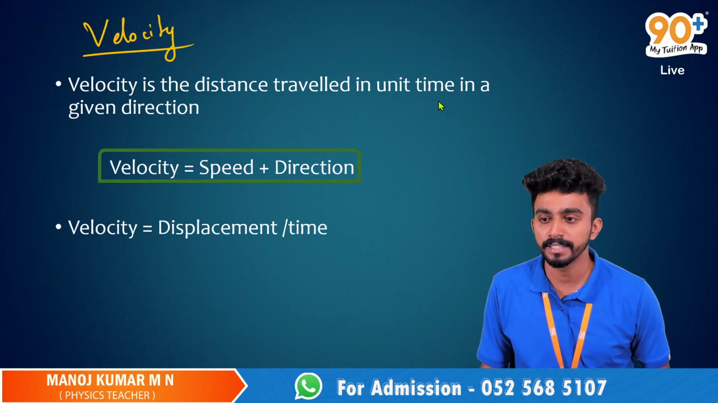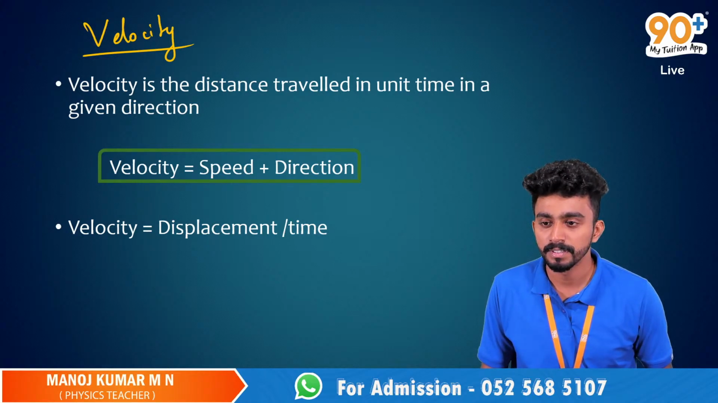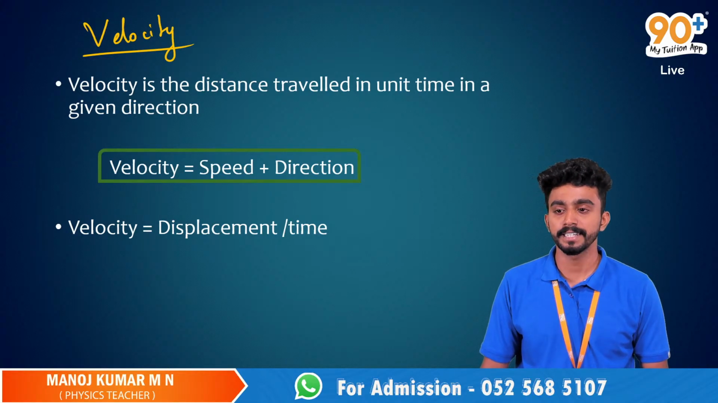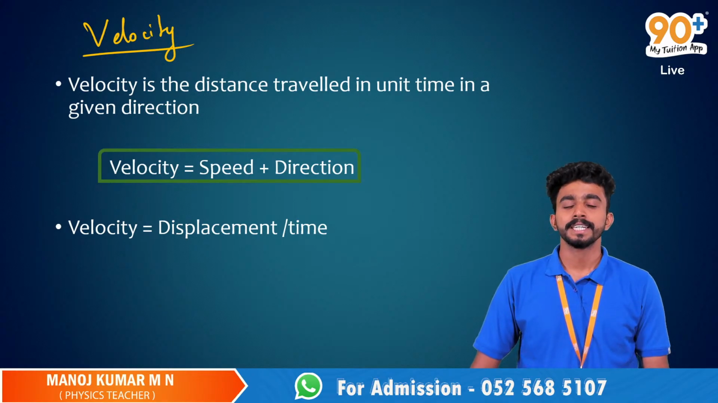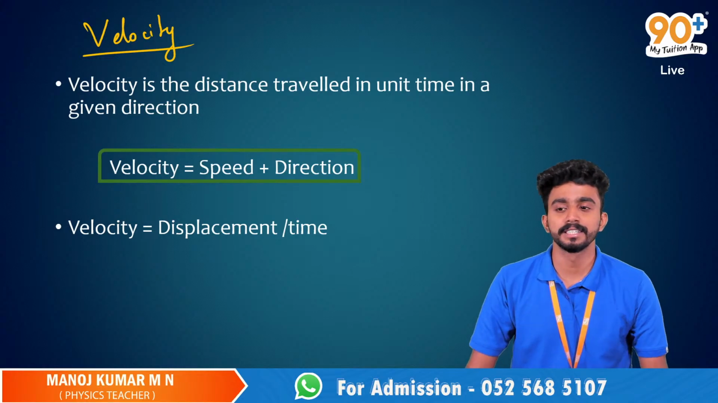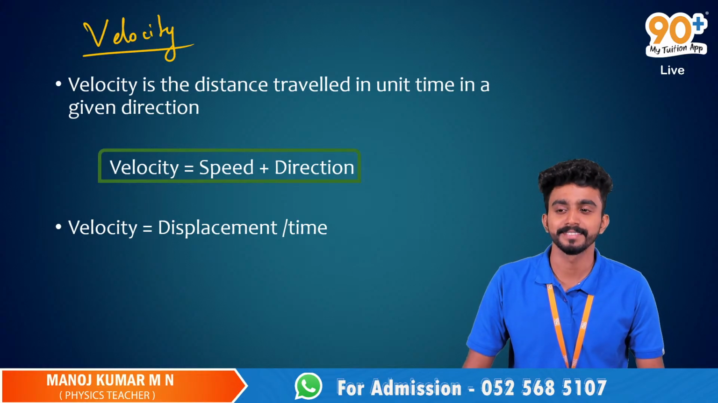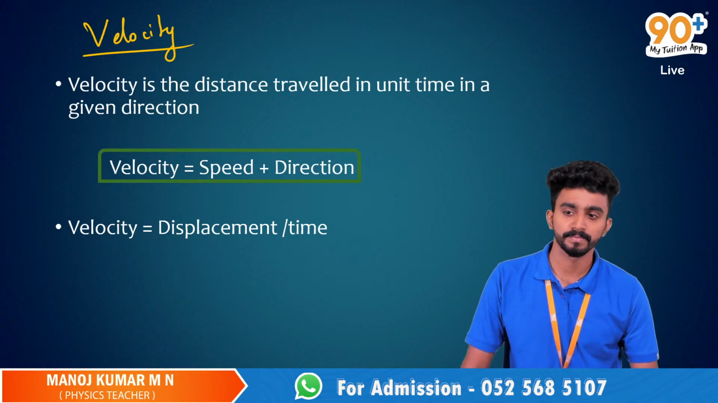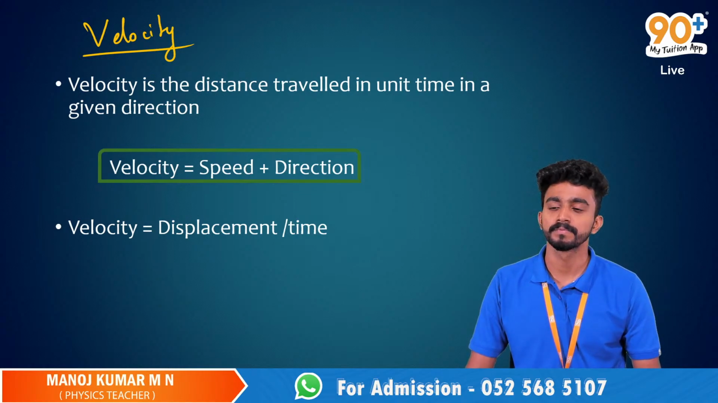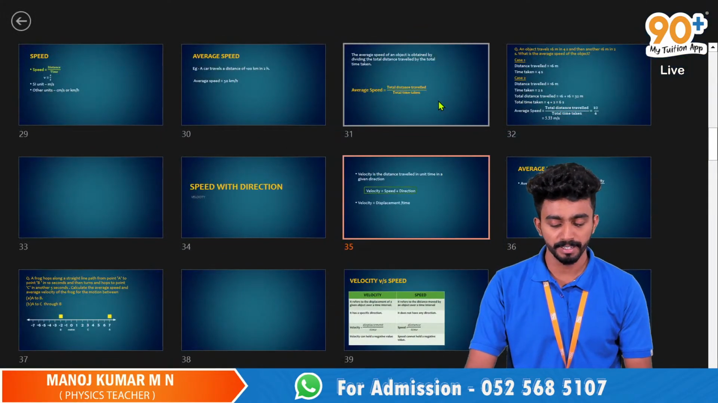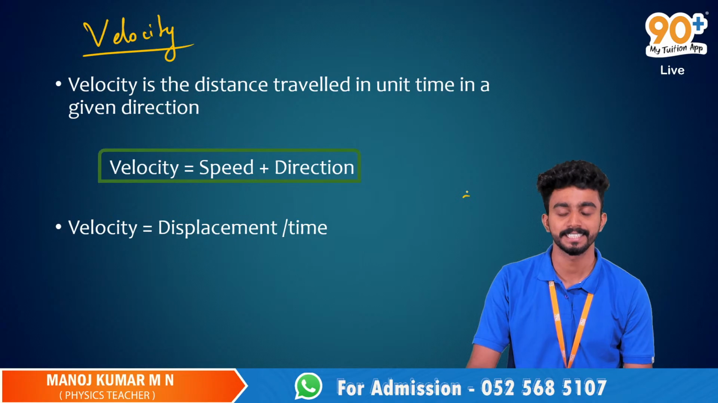Who was that? Abid, right? Unmute Abid. Yes, Abid, what's your concern? Sir, final velocity is represented by v, and velocity is also represented by v. No, velocity is not represented by v. It is represented by s.